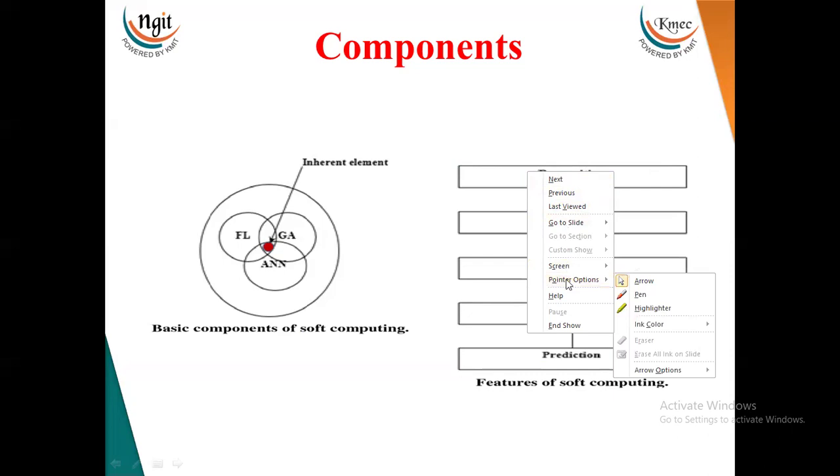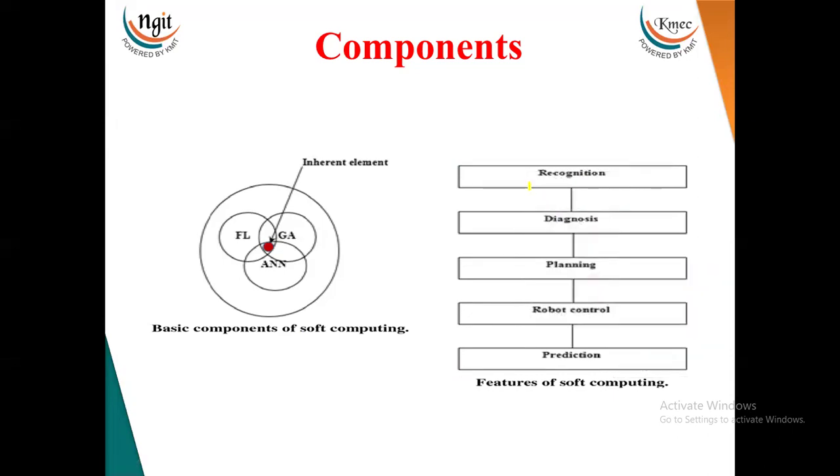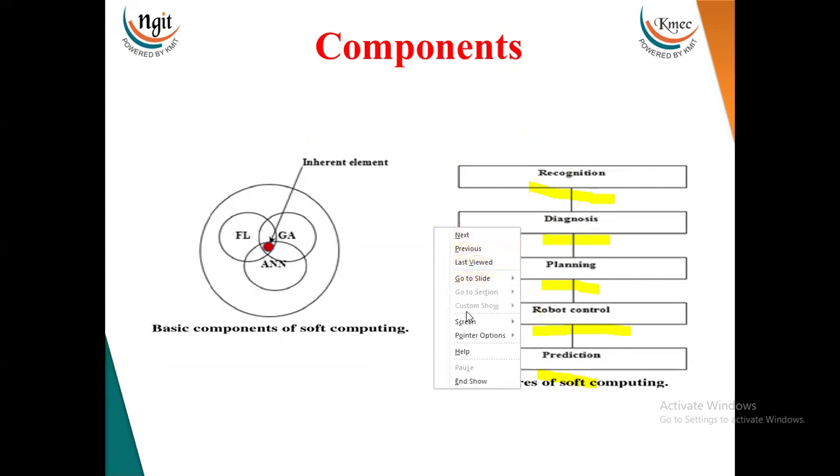In this particular diagram, first we go for recognition, the basic problem recognition. Then we diagnose, like we do the analysis part, then we go for planning. Then robot control is an example: what exactly will work for robotic control methods? And finally, we predict. If you take any other problems like this, we have to identify the problem, analyze the problem, plan how it should be executed or resolved, and go for the control mechanism. And then finally we can get the result, that is, predict the result.